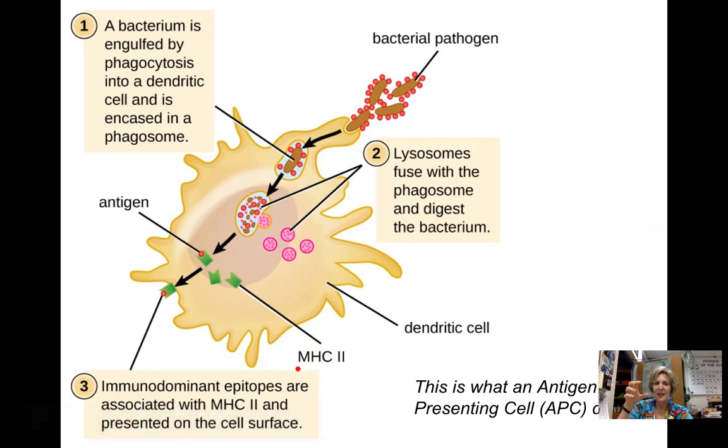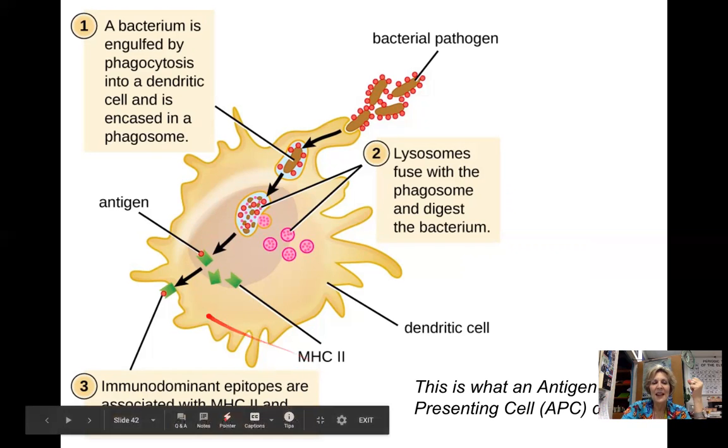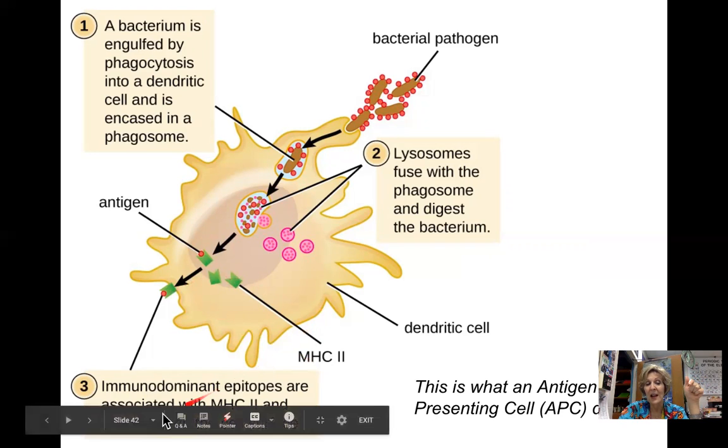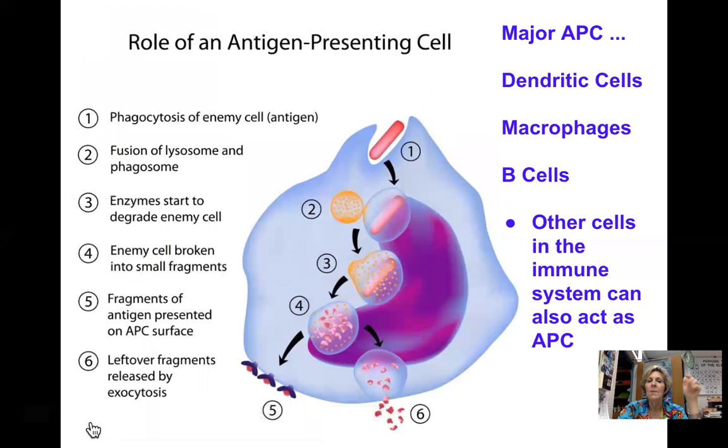The MHC2 protein is kind of like a little cherry on top of a sundae, and it is presented on the outside of this dendritic cell. And that dendritic cell goes scooting off to a helper T cell to activate and call the alarm to the rest of the immune system. So major antigen presenting cells are dendritic cells, as we just saw, macrophages, and also B cells can do that as well. And other cells in the immune system can also act as antigen presenting cells.